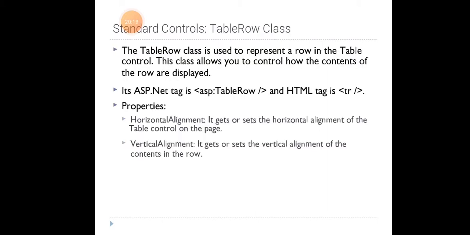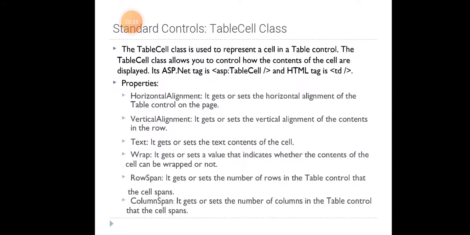Next, the table control consists of some other classes. TableRow specifies the rows in the table control. This class allows you to control how the content of the row is displayed. It consists of two alignments: horizontal alignment and vertical alignment. Next, the TableCell class. It is used to represent a cell in a table control. We already discussed the cell. Cell means the intersection of row and column.